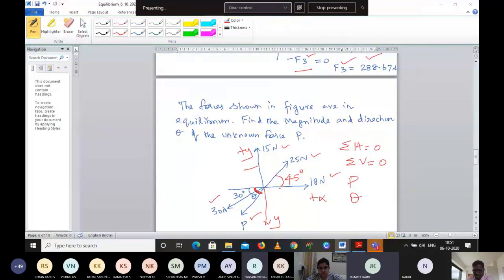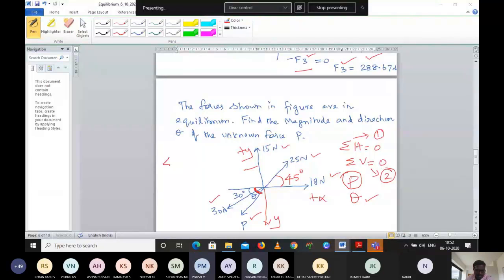I will give you some hints. Here you will get one equation, and here you will get another equation. You can divide 1 by 2 or 2 by 1, and you will get theta. After that, substitute in any one of the equations and you will get P. Please take a note. Again, I will repeat.